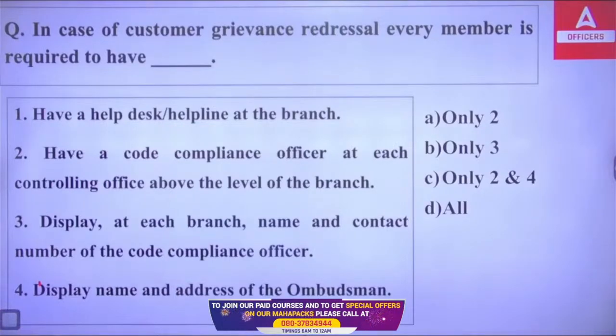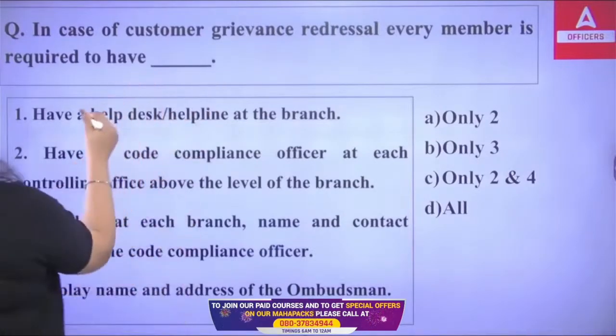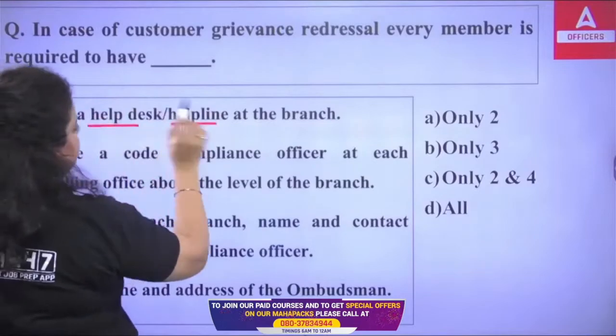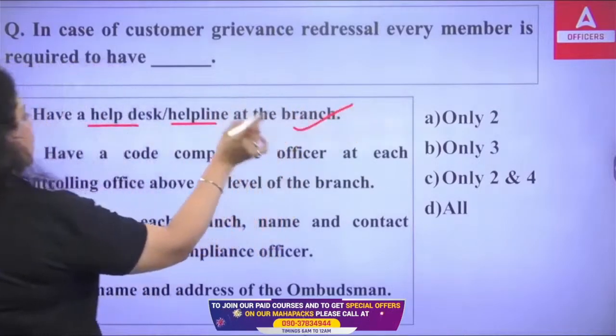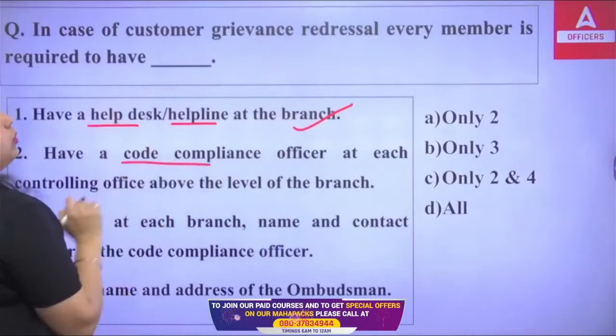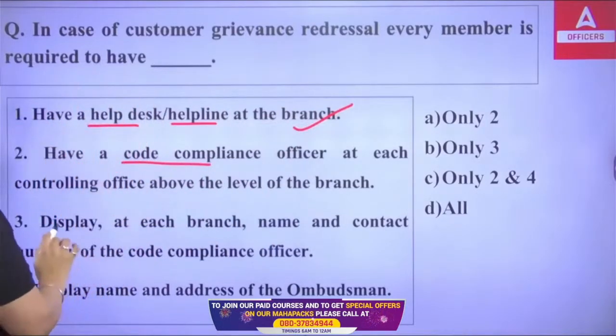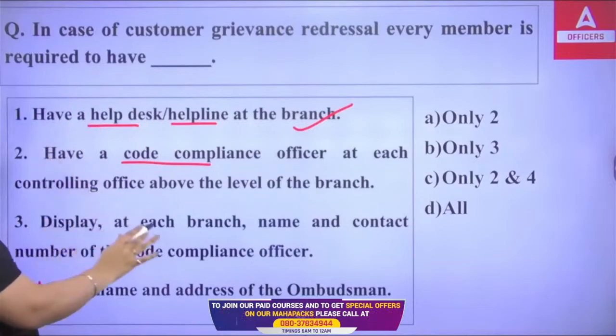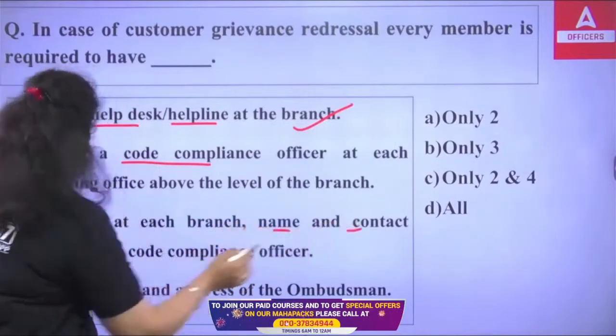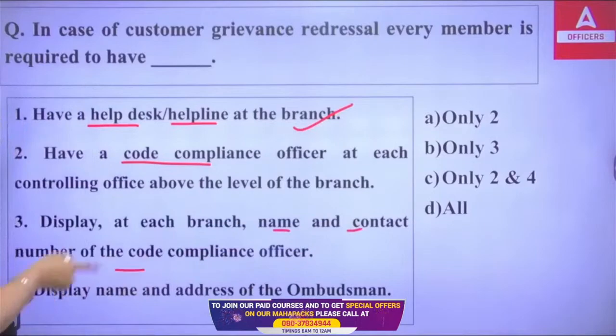A, B, C or D? Which of the following is correct? So it's obviously every member has to have a help desk and helpline number at the branch. Every member has to have a code compliance officer at each controlling office that is above the branch level. Every member has to display at each branch the name and contact number of the code compliance officer.